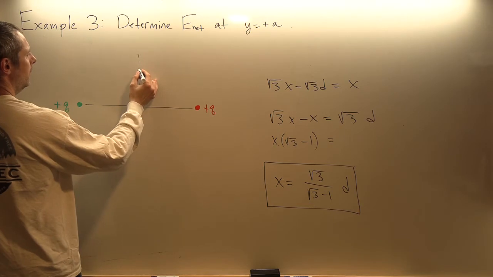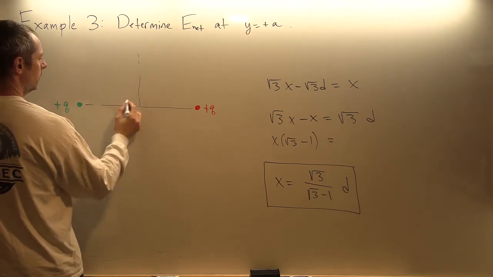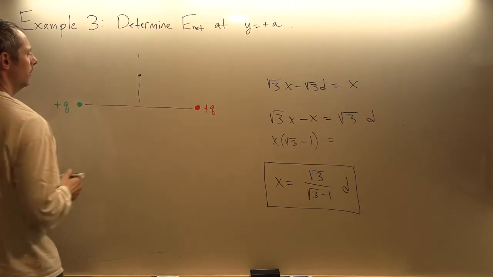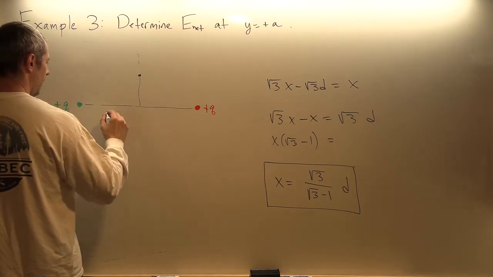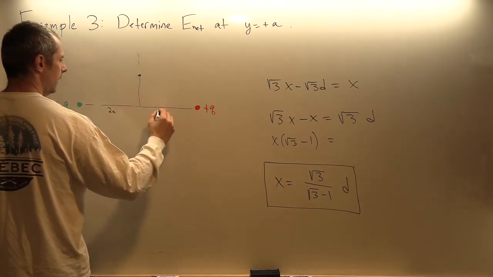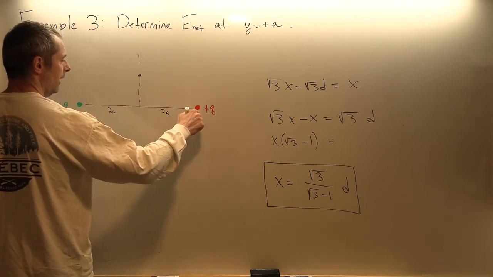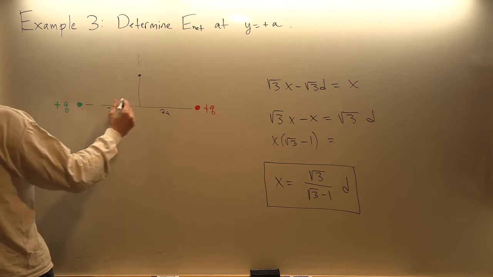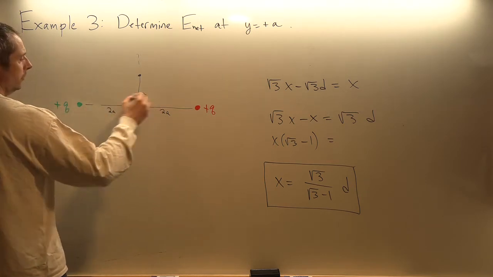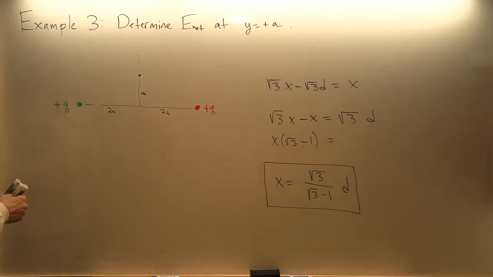So we want to know the net electric field right around there. That's at y equals a. This, by the way, is 2a and 2a. So this is at x equals positive 2a. This is at x equals negative 2a. And we've got a here. These are just indicating the distances.